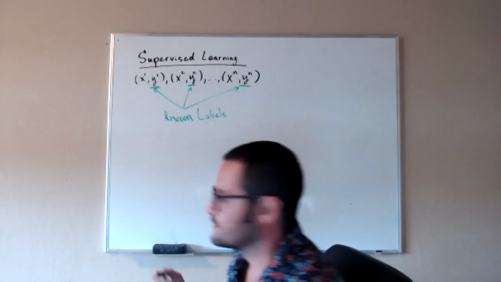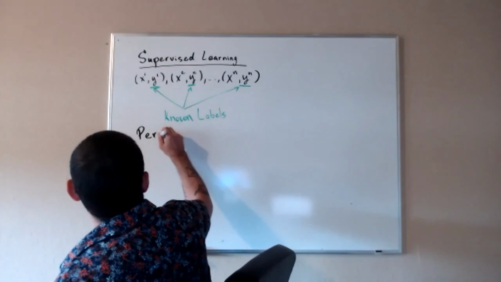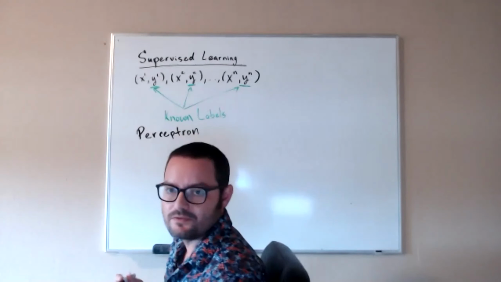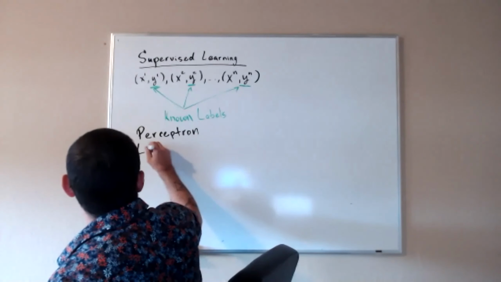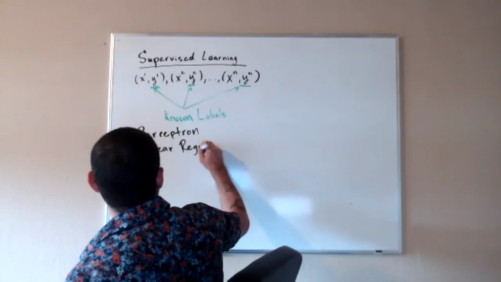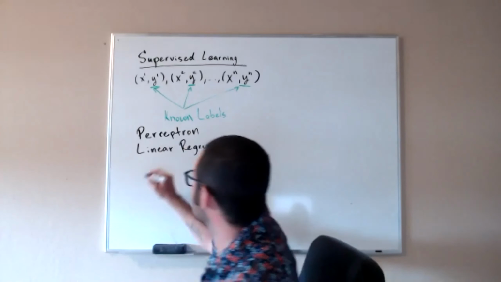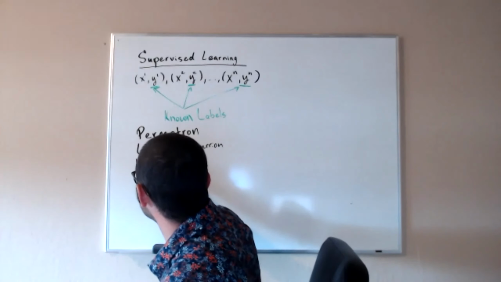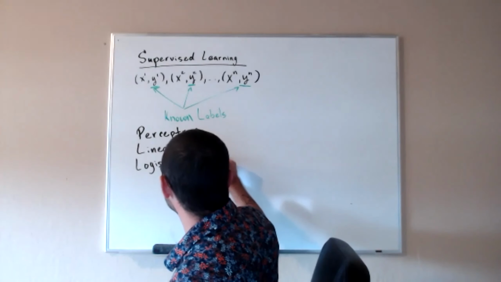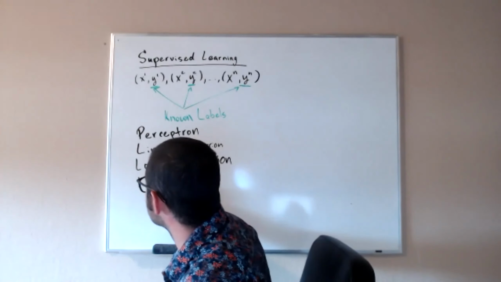And the algorithms that we're going to cover that are supervised learning algorithms, well, there's the perceptron, and variations of the perceptron. There's linear regression, which a lot of you have seen before. There's logistic regression, which maybe some of you have seen before. There's k-nearest neighbors.